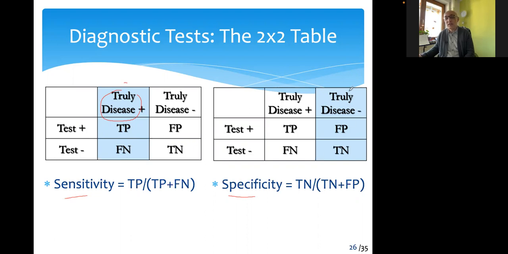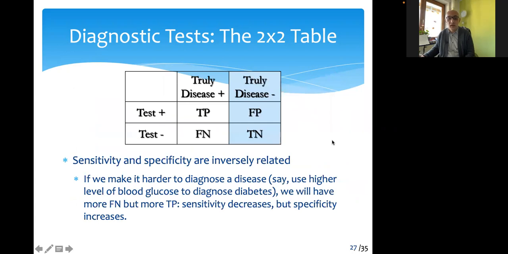Specificity, on the other hand, is about the healthy people. From those who have been proven by a gold standard, you need a reference standard or gold standard, you can also call it reference standard, you know they are healthy. And from those healthy, what is the proportion of the test returning negative? This is, in this case, true negatives divided by true negatives plus false positives.